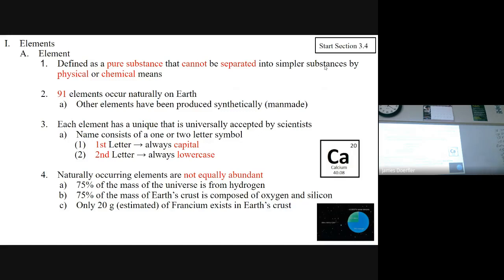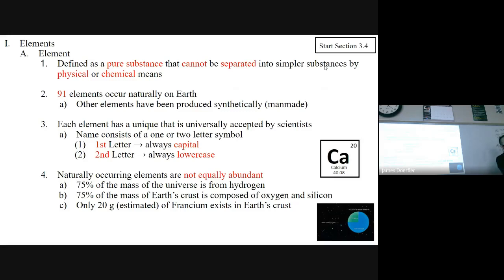Anyway, elements are defined as a pure substance that cannot be separated into simpler substances by physical or chemical means. So it is as small as it can go. A single atom of an element possesses the properties of that element.